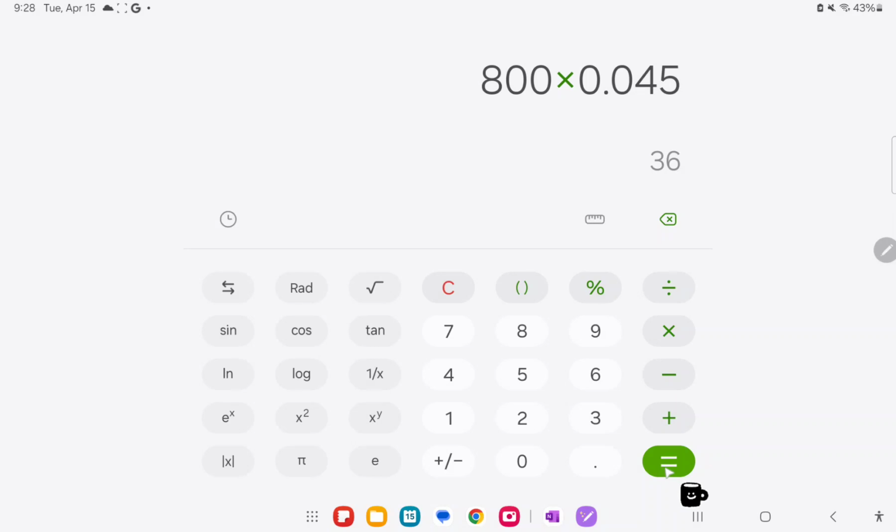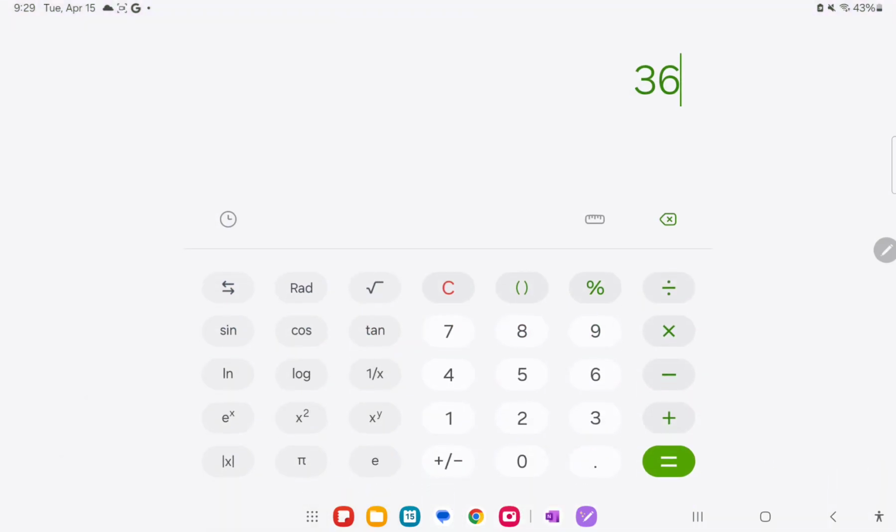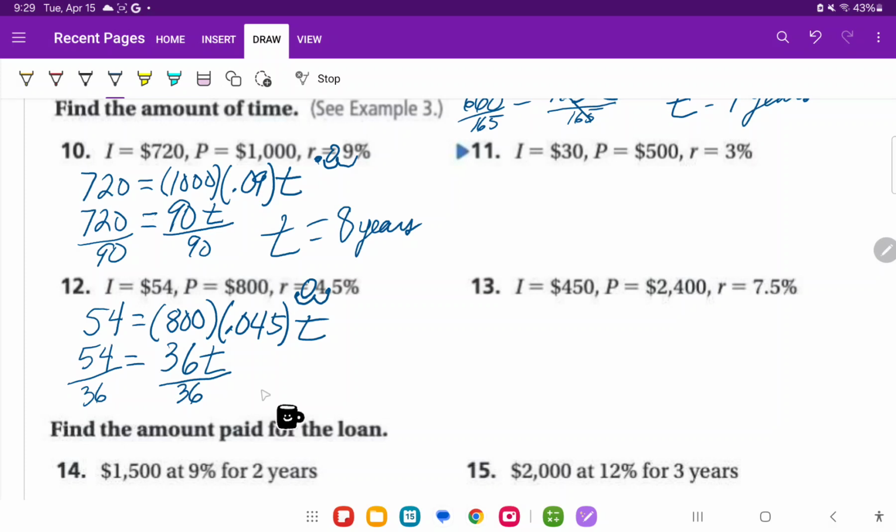That is 36. So that's 36, but don't forget the t, so divide by 36. So 54 divided by 36 equals 1.5. So the time is 1.5 years. 1 year, 6 months. Okay.